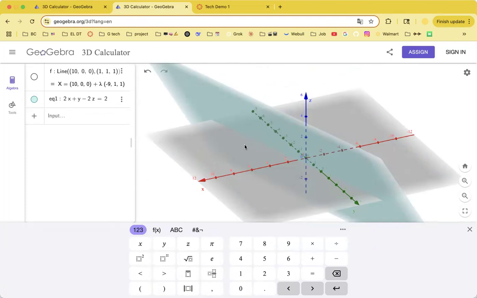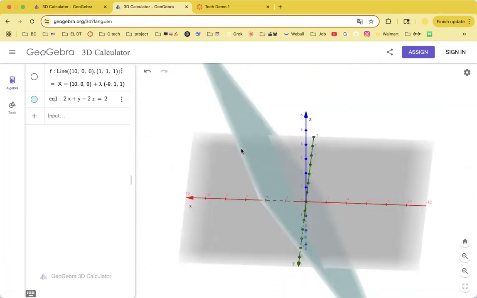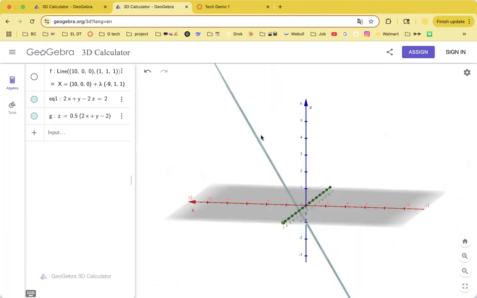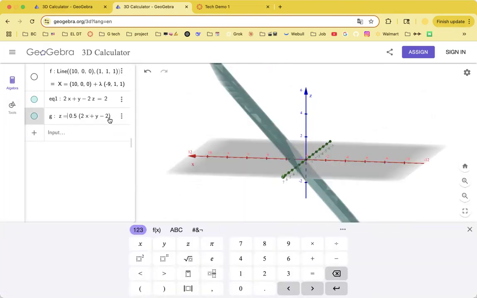But if you're using another calculator like Calcplot, you're probably required to solve for z, like z equals 0.5 times 2x plus y minus 2, which is exactly the same thing actually, but you are required to solve for z for the other calculator rather than GeoGebra. We just leave it here because we are going to use this equation for task 4.